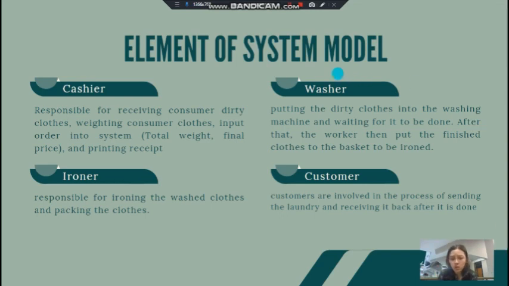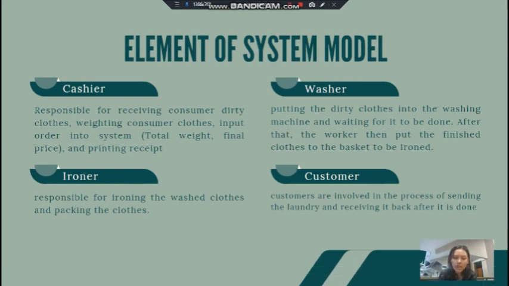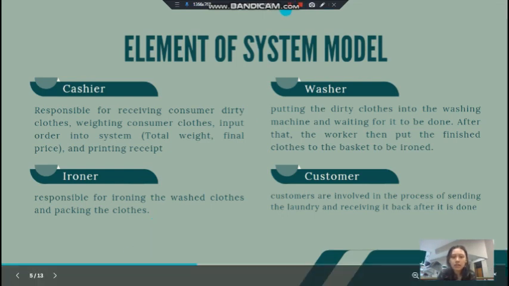And then the second is the washer. They're responsible for putting the dirty clothes into the washing machine and waiting for it to be done. And then after that, the worker puts the finished clothes into the basket to be ironed. And the third element is the ironer. They're responsible for ironing the washed clothes and packing the clothes. And the last is the customer. They're involved in the process, first by sending the laundry there, and the second is receiving it back after it is done and after the customer has made the payment.